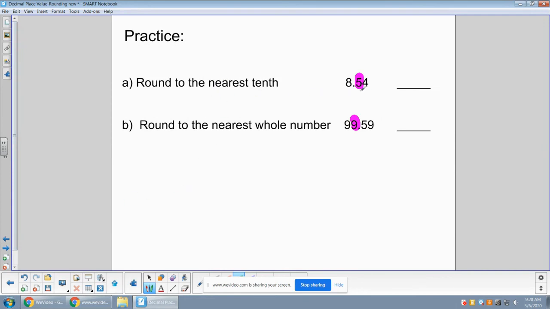Round this one to the nearest tenth. Well, this is a 4 or smaller, so we're going to let that 5 rest according to our instructions. So 8.5. Round to the nearest whole number. All right, so is this number closer to 99 or 100? Well, since this is beyond 0.5, that means the nearest whole number this is closest to is 100.